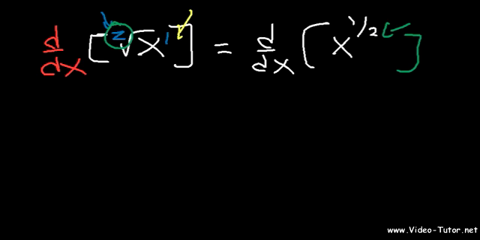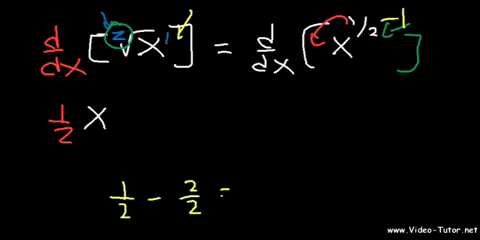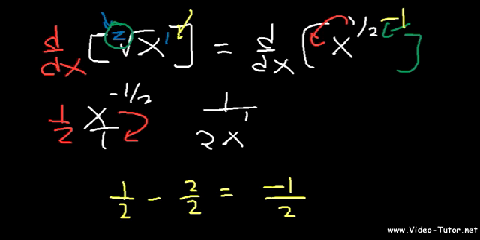So now we can apply the power rule. So we're going to move the 1/2 to the front, and we're going to subtract the exponent by 1. 1/2 minus 1 is the same as 1/2 minus 2 over 2. So 1 minus 2 is negative 1 over 2. So this becomes a negative 1/2. Now what we need to do next is move the x to the bottom. So it's 1 over 2x to the 1/2. Then put it back in radical form. So 1 over 2 square root of x.